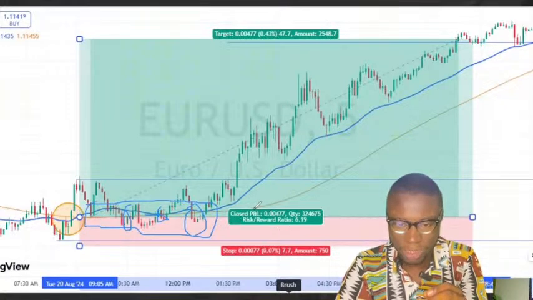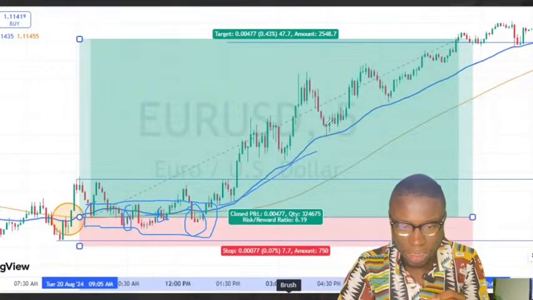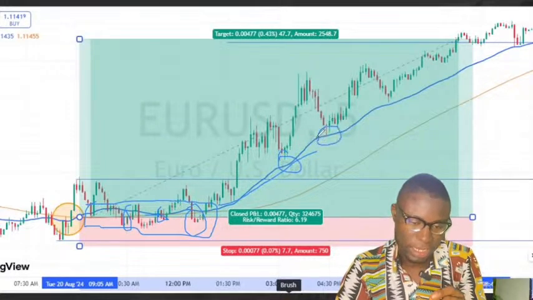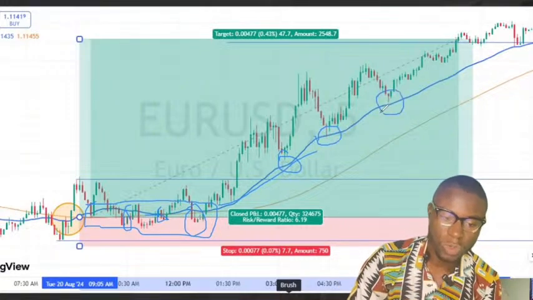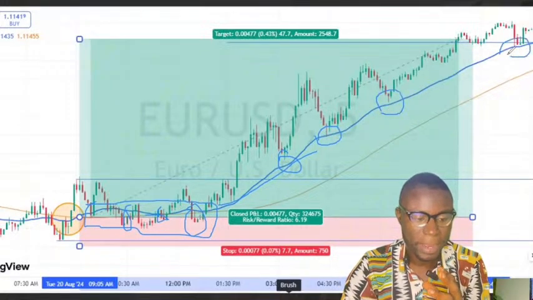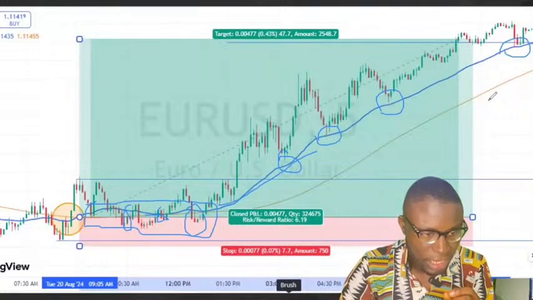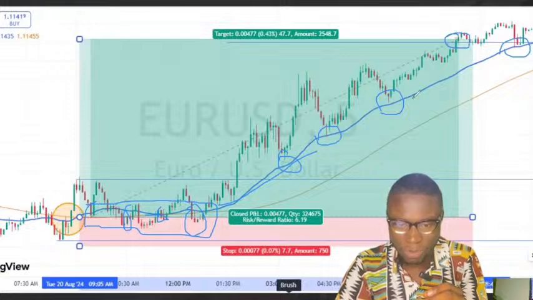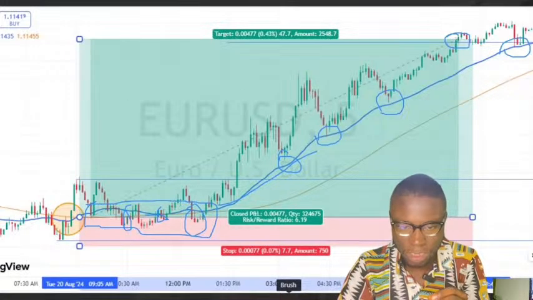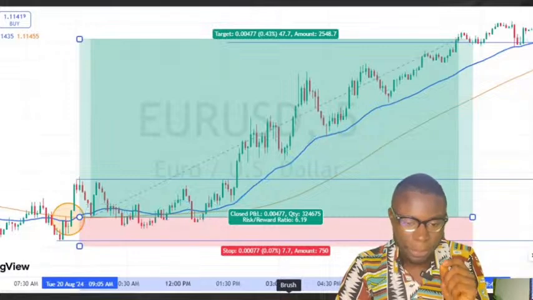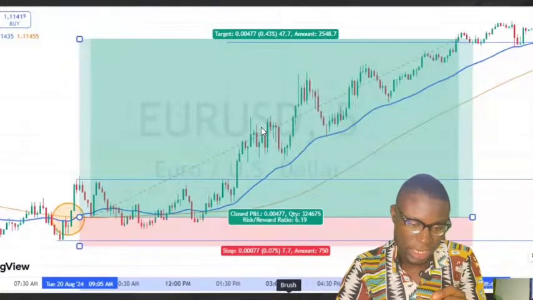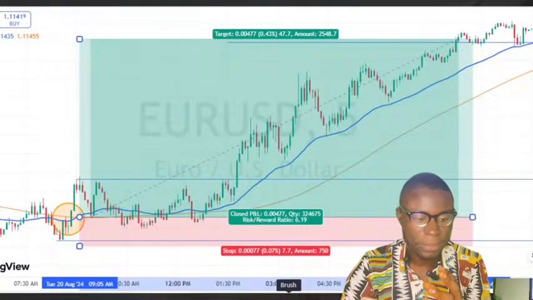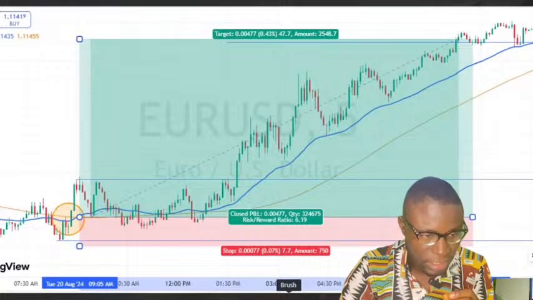You can see after that price began to move. Here it respected the blue moving average. Here it also respected the blue moving average. At about this point, it also respected the blue moving average. Same thing here. So the blue moving average was our trailing stop until price came here and hit our TP. This is exactly how I use this strategy. It is one of the easiest strategies out there, and it works with a very high win rate.